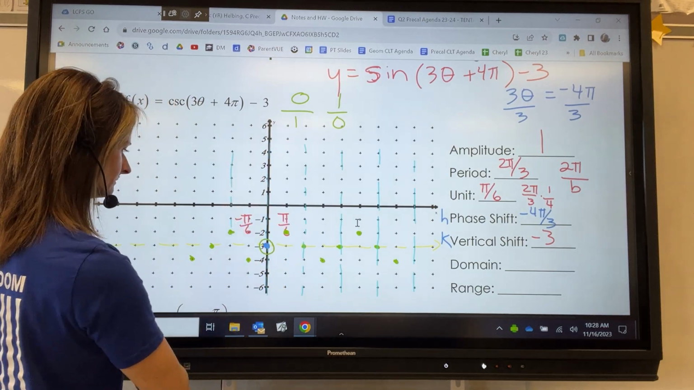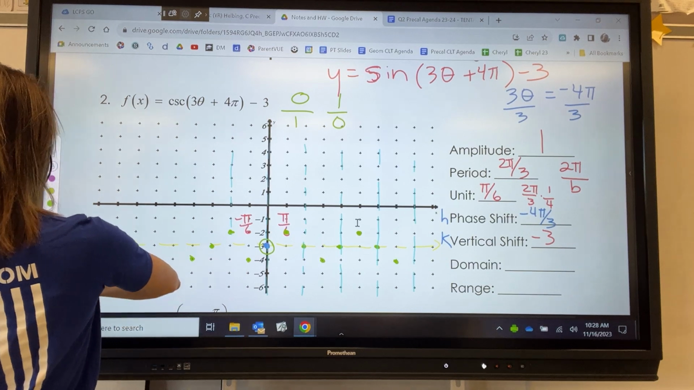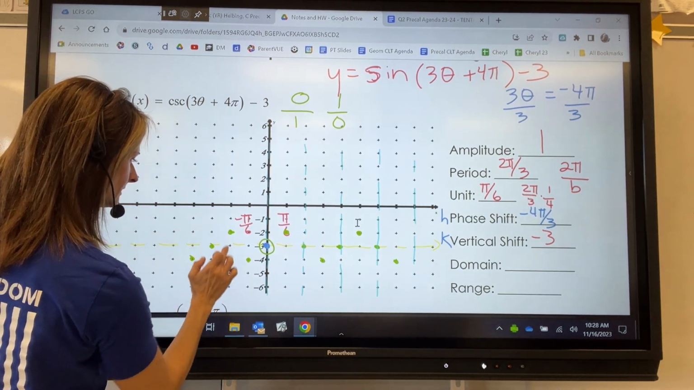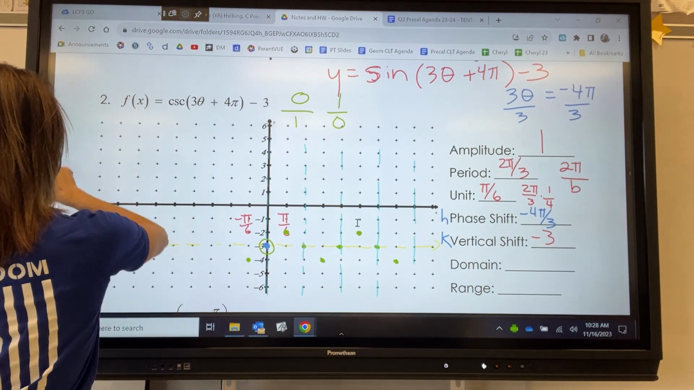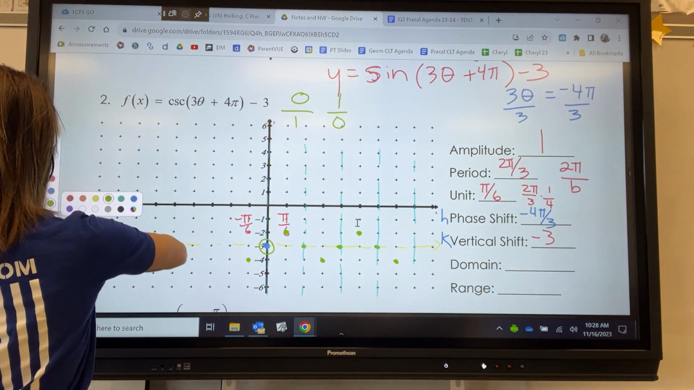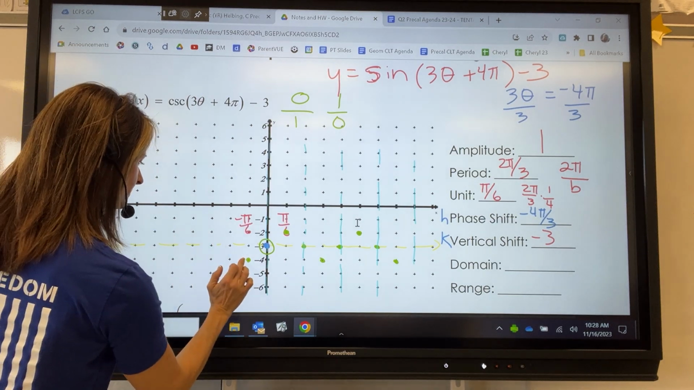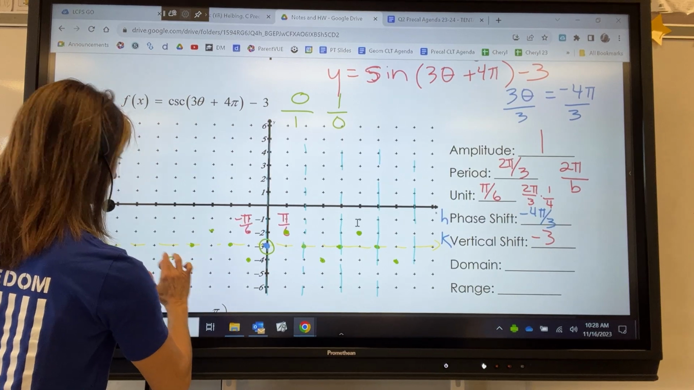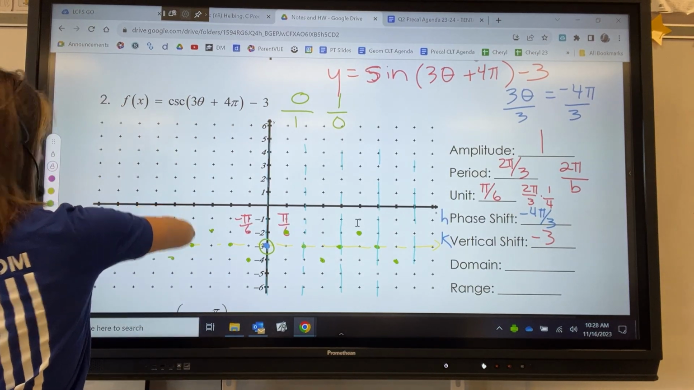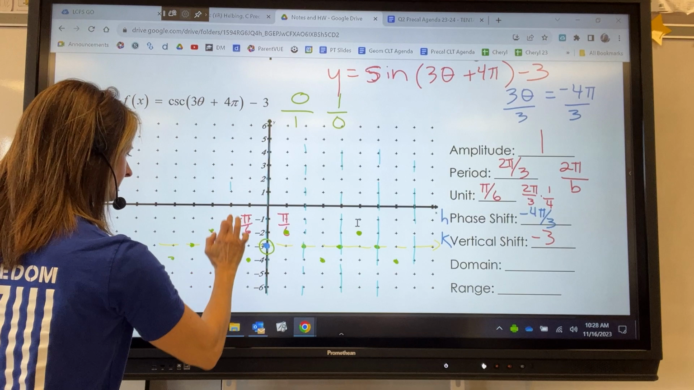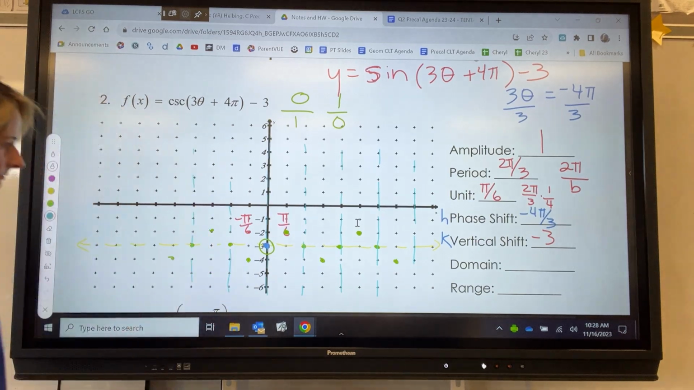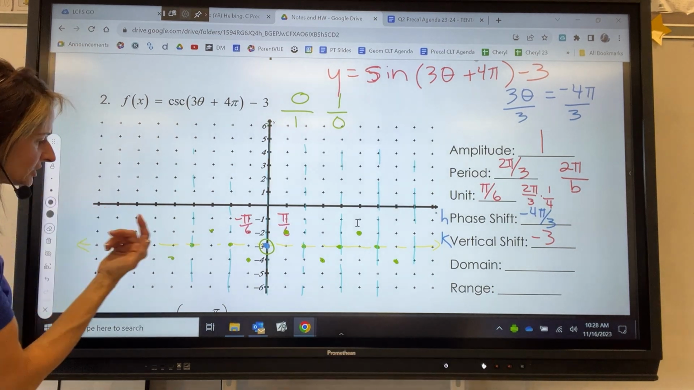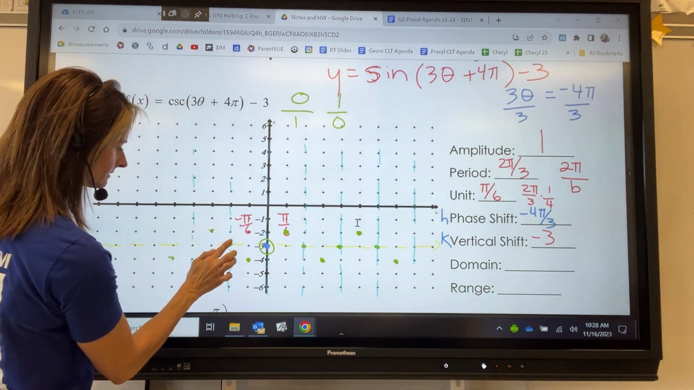Wait a second. Did I miss a point? I did. Good. 0. All right, low, 0, high, 0, low. There we go. Asymptote, asymptote, asymptote. Nice. Now, so I don't get confused, okay, I just changed all those zeros to asymptotes.